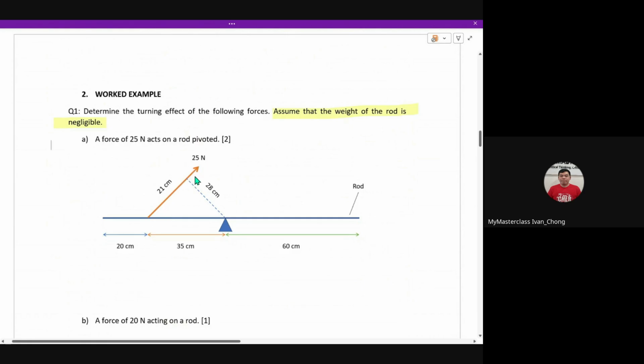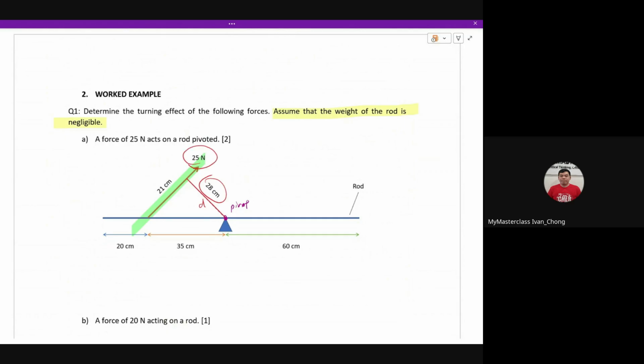So number one, wherever you see a question over here, find your pivot. Number two, you want to find your line of action of the force. So the line of action of the force is along here, right? So what we're going to do is take your finger from the pivot and draw a straight line, or you can actually just grab your ruler, and draw a straight line all the way to here. So this is distance D. So D is this 28 cm.